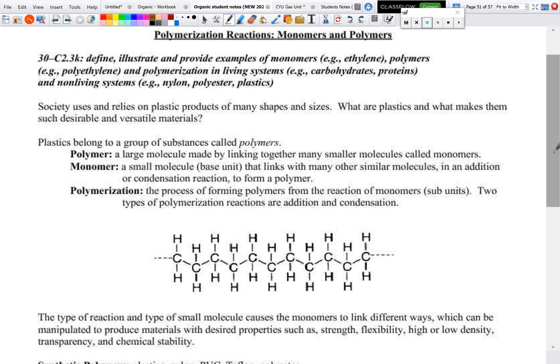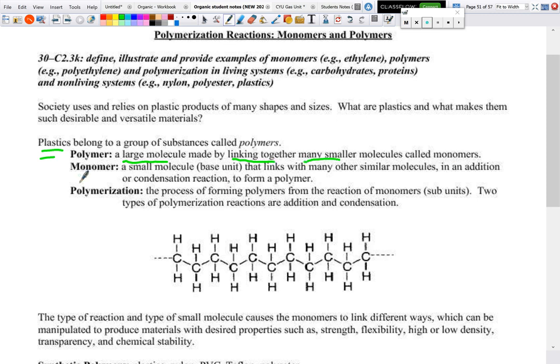All right, welcome back. So our next set of reactions is our last one for the organic unit, something on polymerization. Polymerization is going to be the main thing that plastics are formed from. Now, they are made of stuff called polymers. So a polymer is just a large molecule made by linking together many smaller molecules called monomers.